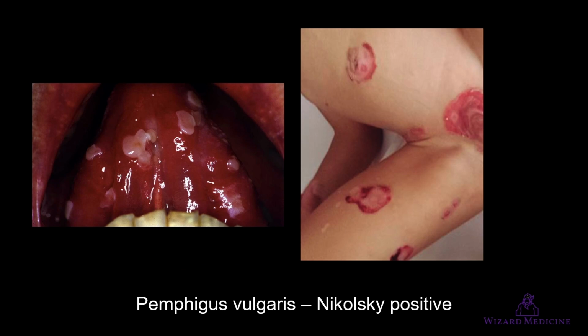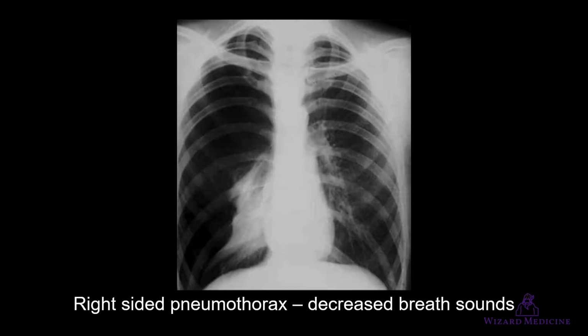Pemphigus vulgaris typically presents with oral lesions, and they might ask you this on the exam, and the bullous lesions are what we call Nikolsky positive, which means that they are very easy to break when touched, in opposition with the lesions of bullous pemphigoid, which are much harder to break.